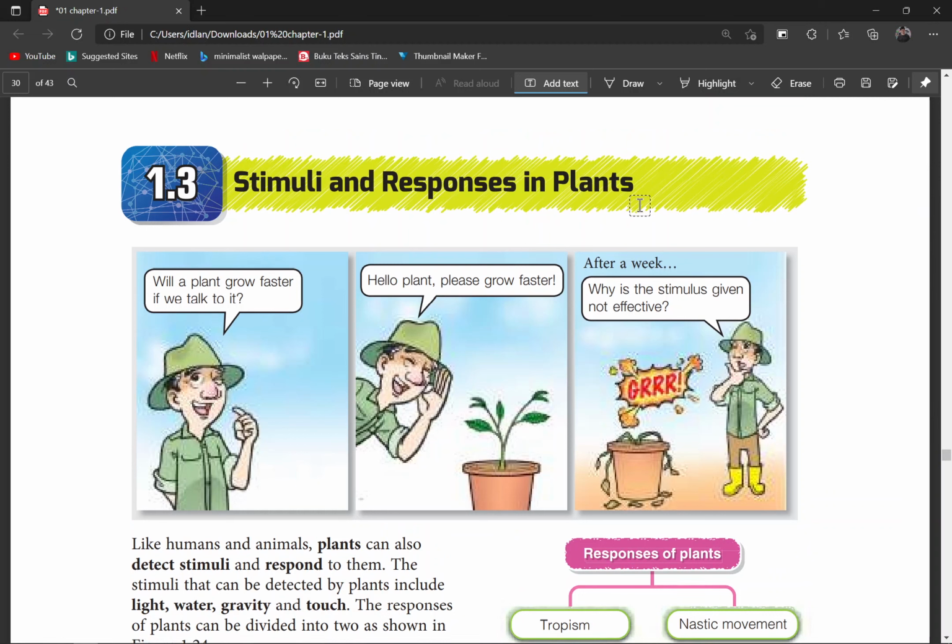Okay, stimuli and responses in plants. Okay, so disclaimer, I'm so sorry for the inconvenience before this. I'm so sorry.